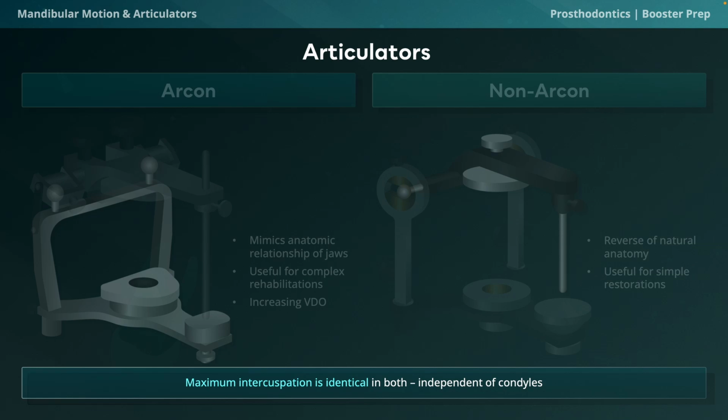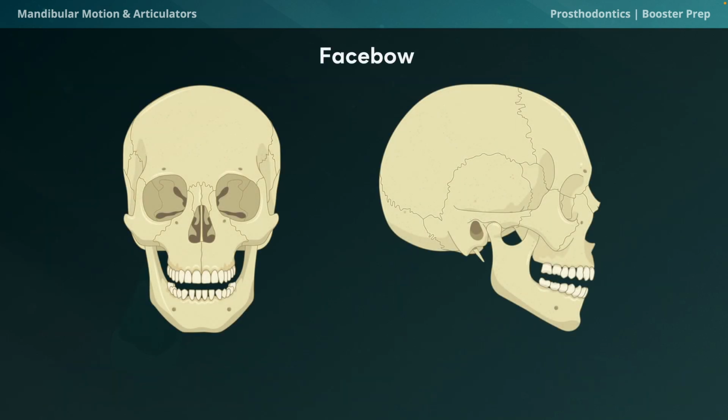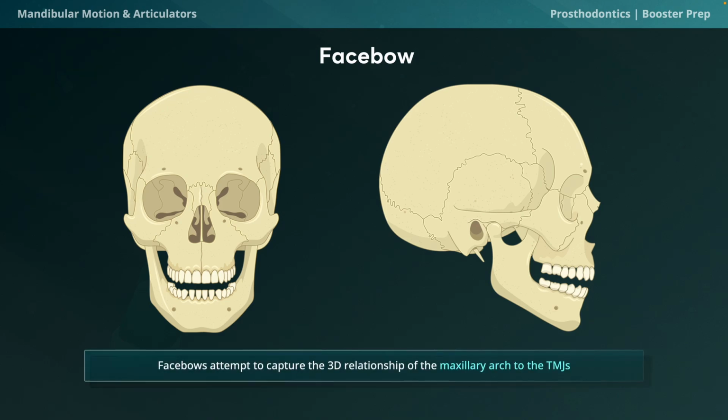Another similarity between these two articulators is that they both require a Facebow registration for proper mounting of casts. There's a lot of different Facebow transfers out there, but they all have one goal, to capture the 3D relationship of the maxilla, or the maxillary teeth, to the TMJs. And this statement may seem simple, but in reality, obtaining the 3D relationship of two structures is pretty complex.